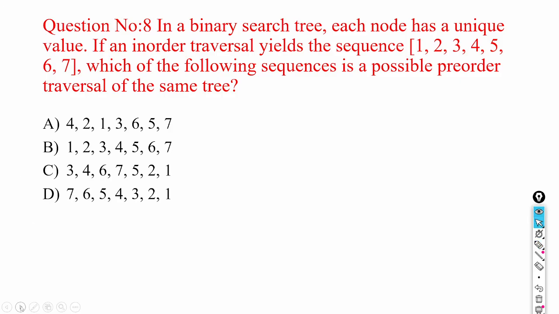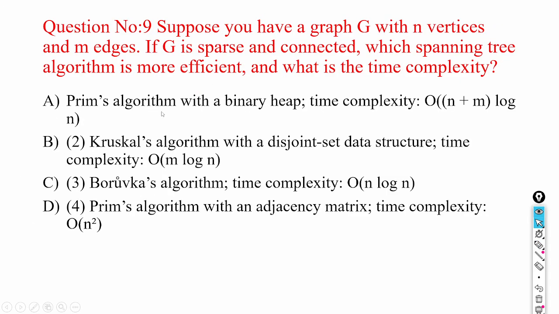Moving to the next question. Question number 9. Suppose you have a graph G with n vertices and m edges. If G is sparse and connected, which spanning tree algorithm is more efficient and what is the time complexity? And just now we discussed the time complexity, right? A sparse graph means only fewer edges are there.